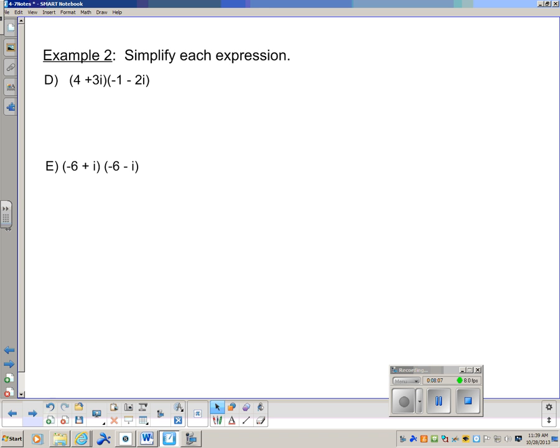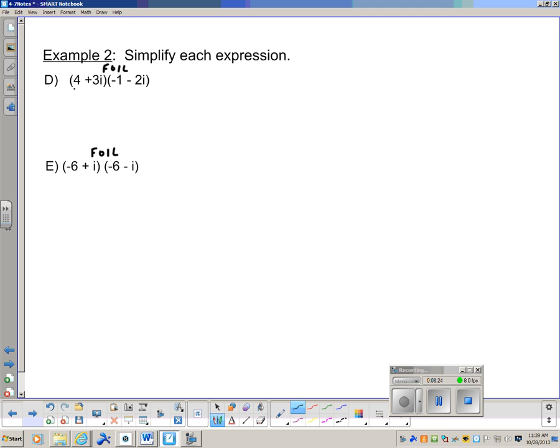And then we just have some FOILing problems here. This is 4 plus 3i times negative 1 minus 2i. Notice there's not a subtraction sign or an addition sign in between the two parentheses. There's a multiplication. You're multiplying those, so we have to FOIL it out.